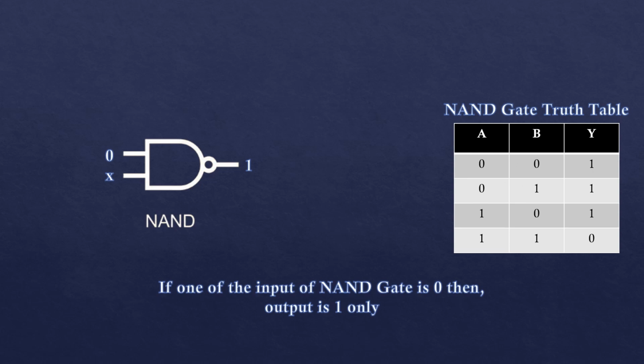See, the same thing is given here. If one of the inputs of the NAND gate is 0, then the output is 1 only. This is very important and you should try to remember it, because in further coming flip-flop videos, I will use it.